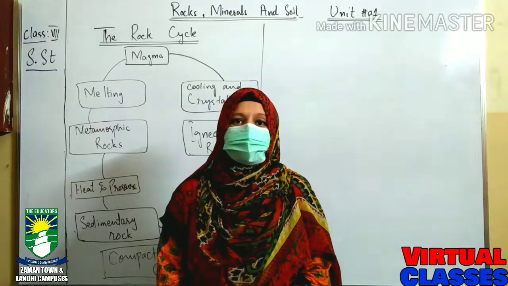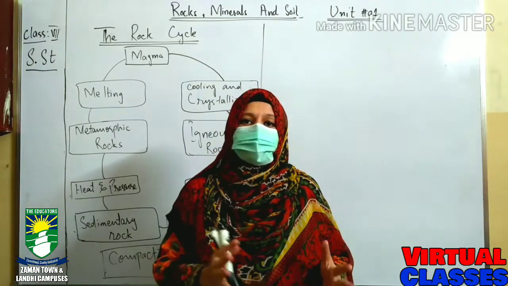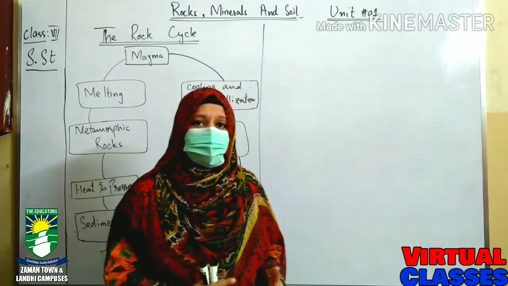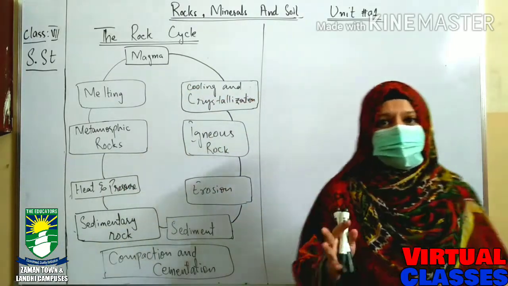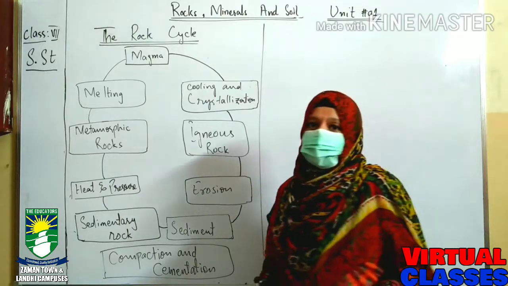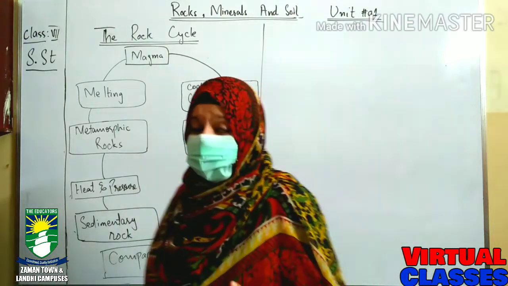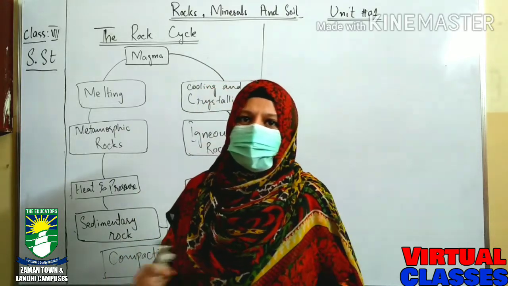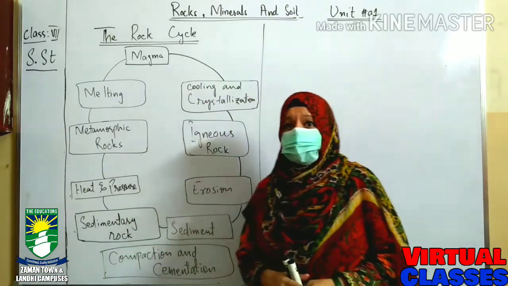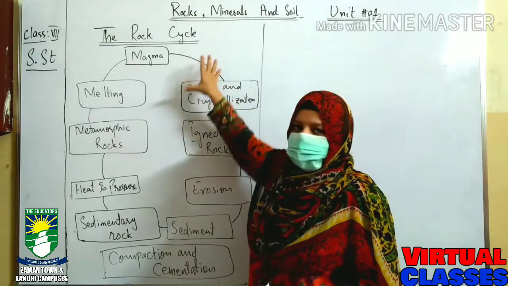In the last class, we studied the topic rocks from unit number 1 of your SST book: rocks, minerals, and soil, in which we studied about rocks and the different types of rocks. Now, the last topic regarding rocks in your book is the rock cycle.